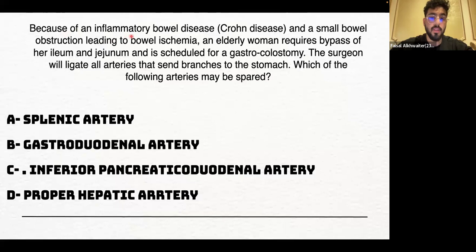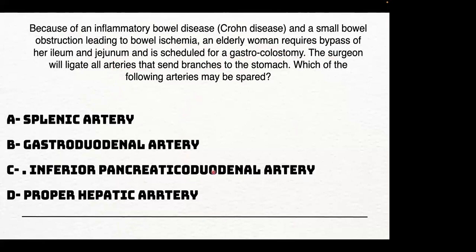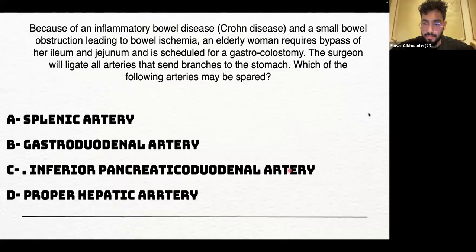Because of an inflammatory bowel disease, which is called Crohn's disease, and a small obstruction leading to bowel ischemia, an elderly woman requires bypass of her ileum and jejunum and is scheduled for gastrocolostomy. Colostomy, I don't know how to say that, honestly. The surgeon will ligate all arteries that send branches to the stomach. Which of the following arteries may be spared? C. Okay.